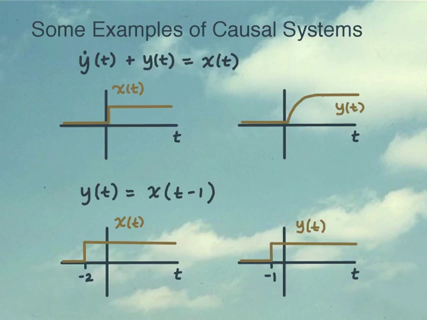A causal system means it just doesn't respond until the input does something. If the input does something before time 0, the output can as well, as long as it only responds to the input after the input has happened.